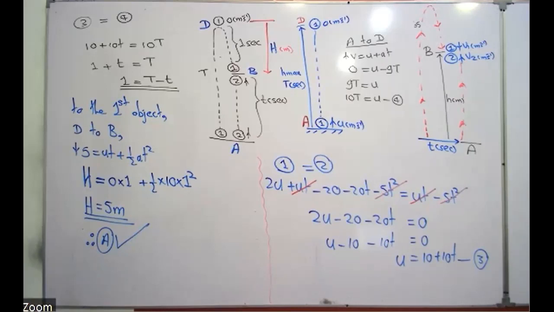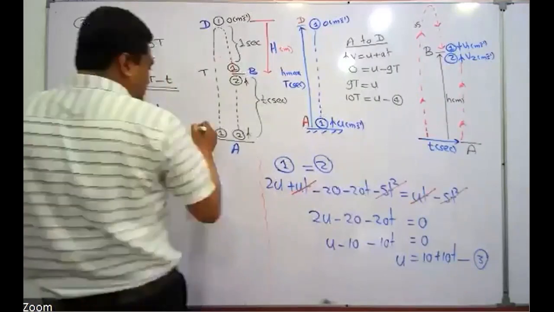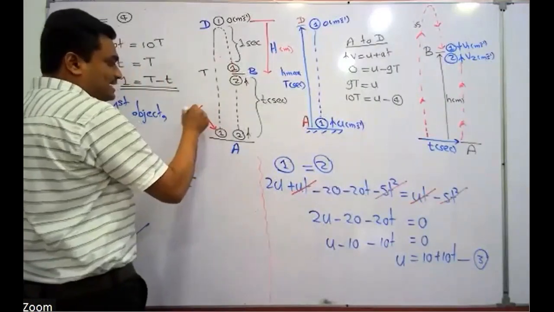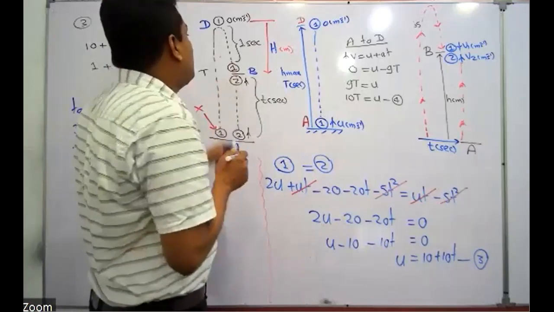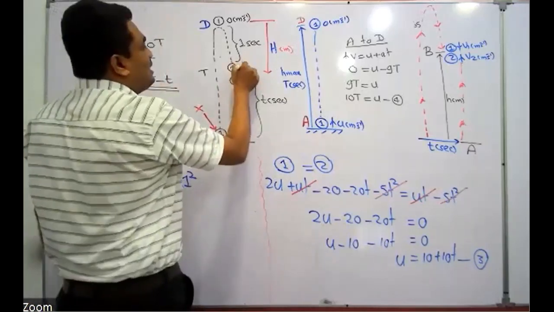Statement A is correct. What about B? B: when x and y meet, the velocity of x is 10 meters per second. Here, x means the first object. What's the name of the first object? X. Name of the second object? Y. So what is the velocity of the first object when they meet?